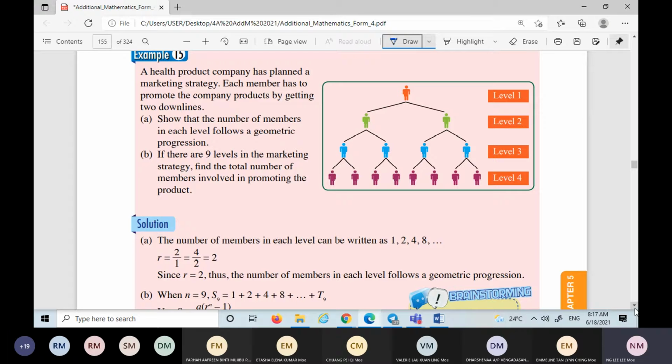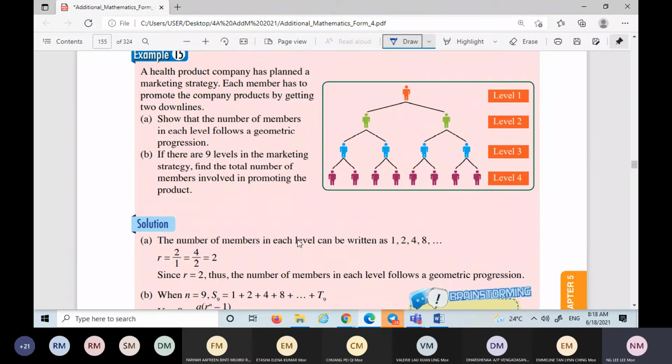This one is like direct sales, so they have a downline. The one on the top we call upline. Then this person will have two downlines. Each member has to promote the company product by getting two downlines. Show that the number of members in each level follows a geometric progression. When they ask you to show, it means you have to find R1, R2. Make sure the r values are all the same.